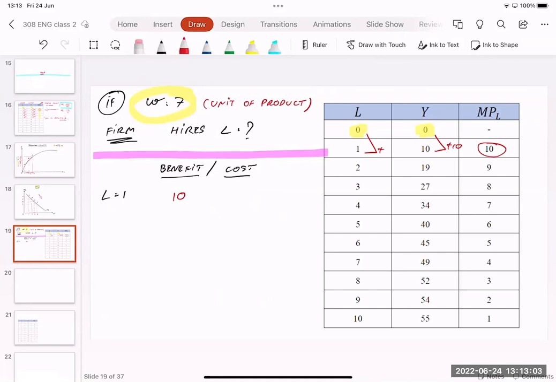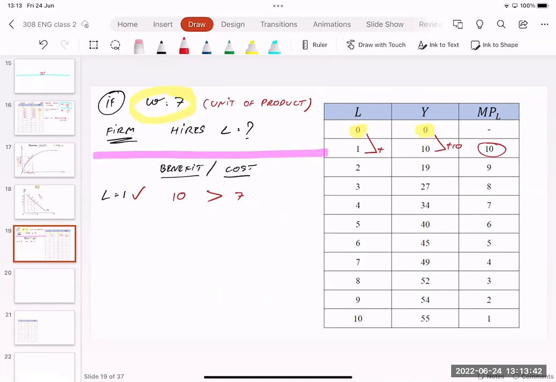How about the cost? When you hire the labor, you need to pay them a real wage. In this case, the real wage equals 7. If labor works for the whole day, you need to pay them money that can buy around 7 units of product. The benefit is 10 units more, but you need to pay the real wage of 7 units. So 10 is greater than 7, and hiring the first labor is a good idea.